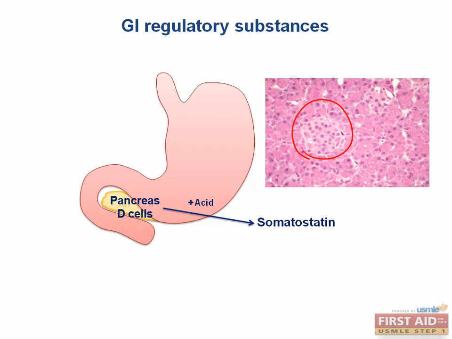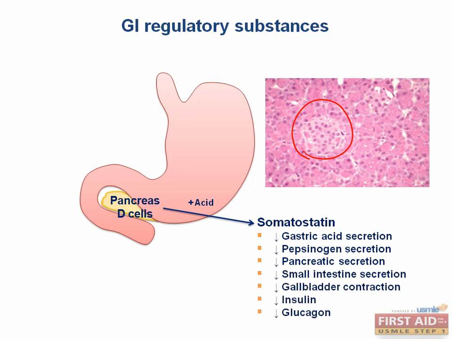You may recall that the function of somatostatin is basically to reduce the release of everything. This hormone decreases gastric acid secretion and pepsinogen secretion. It also decreases pancreatic and small intestine fluid secretion. It slows contraction of the gallbladder to reduce bile secretion, and it also acts to reduce insulin and glucagon release. This is an inhibitory and anti-growth hormone. Somatostatin release is increased by acid content, but it's decreased after vagal stimulation.